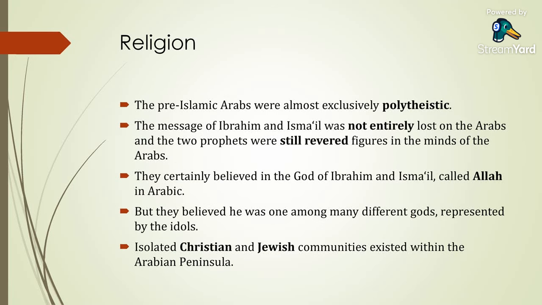If we talk about religion, they were mainly polytheistic, so they believed in many gods. But the message of Ibrahim and Ismail, peace be upon them, was not entirely lost. People believed in the God named Allah at that time, but they believed that he was one God among many gods, or the main God, with other gods as helpers or something like that. So they did shirk, which is associating partners with God.